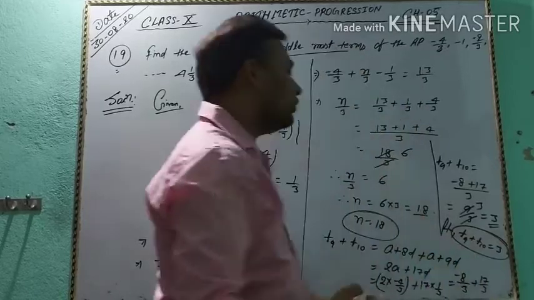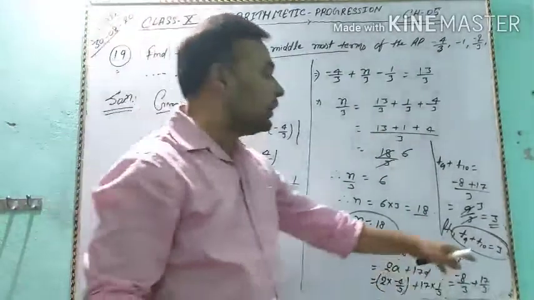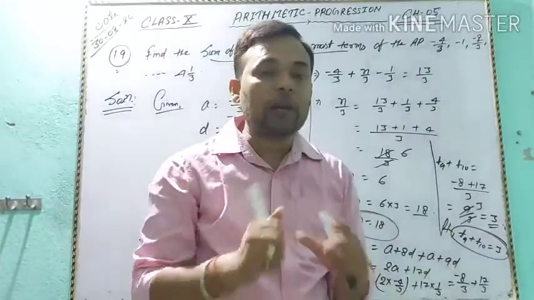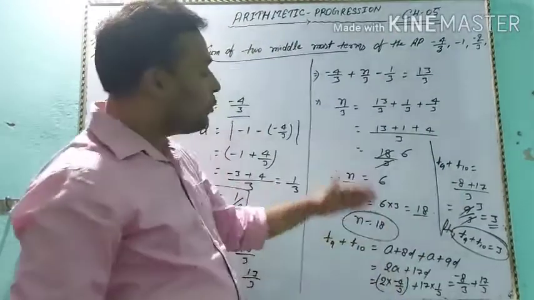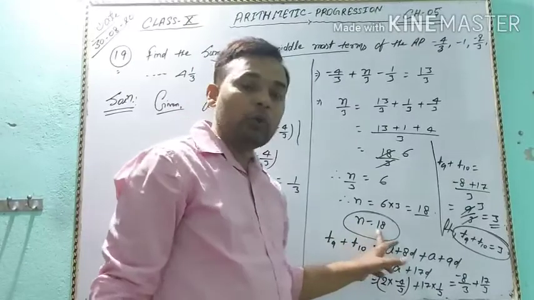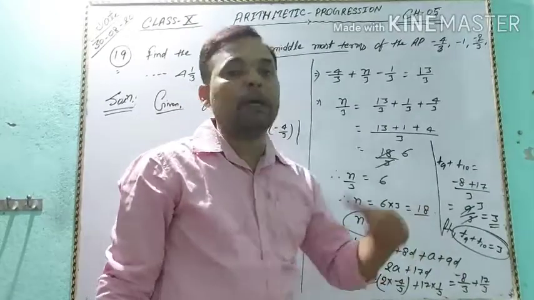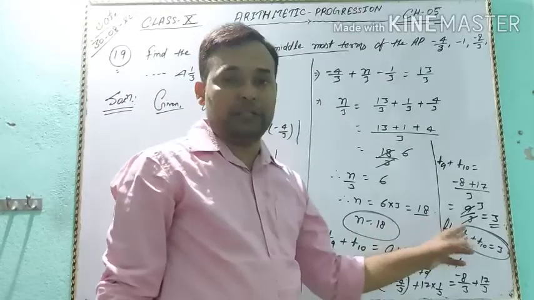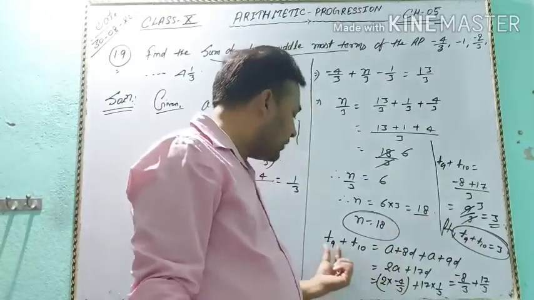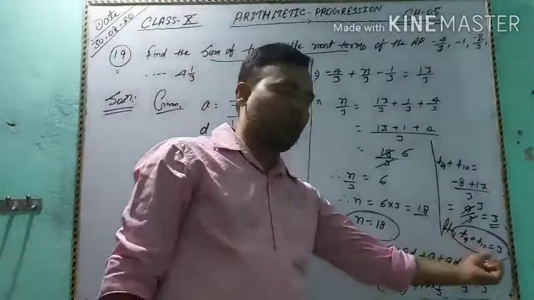T9 plus T10 are the middlemost terms. The total number of terms in this AP is 18. So the middlemost term is 18 by 2 and the second is 18 by 2 plus 1. So 18 by 2 is 9, and 9 plus 1 is 10. So the value of T9 plus T10 is 3.